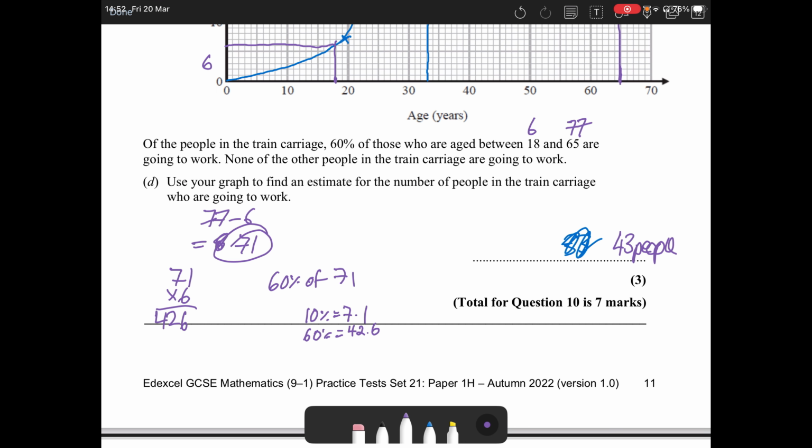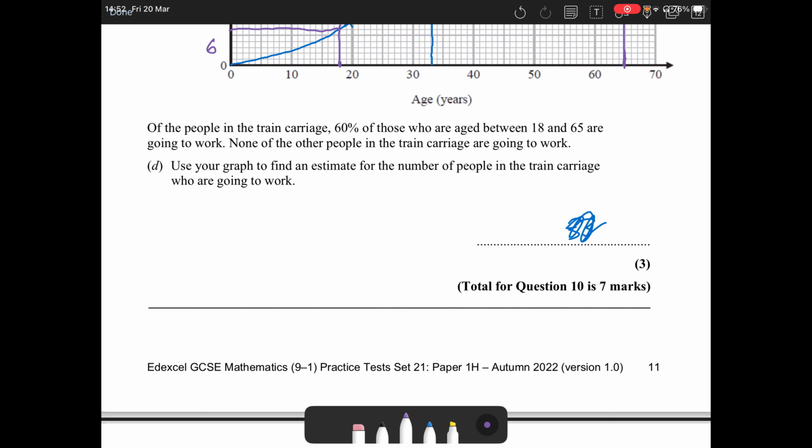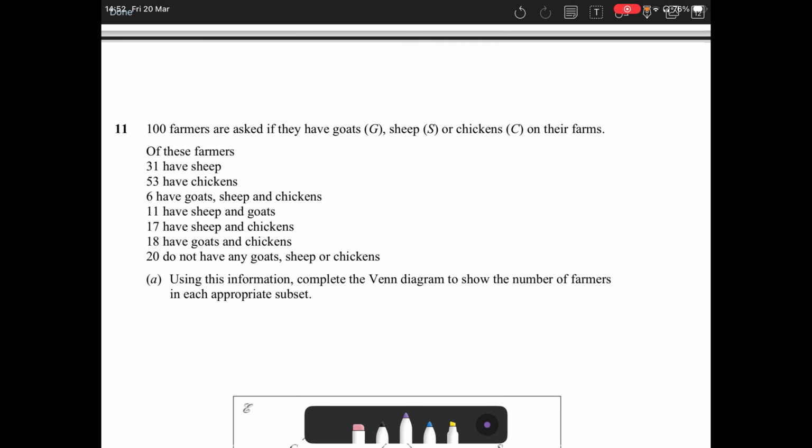But of course, the mark scheme would probably allow people that round up or down. Let me just look at the mark scheme really quickly. While that loads, I'll crack on with the next question. So let me come back to that in a minute. We're now on number 11.